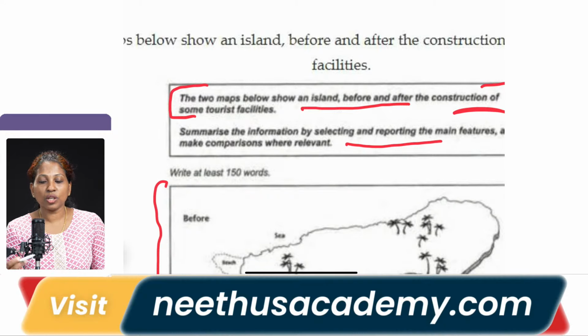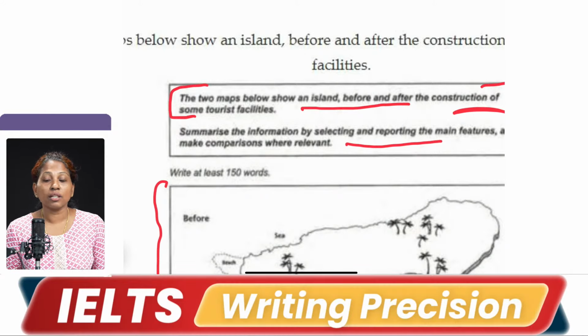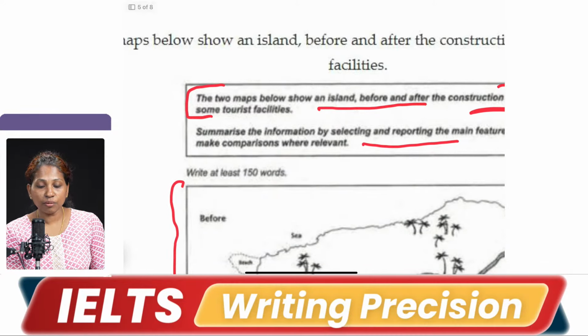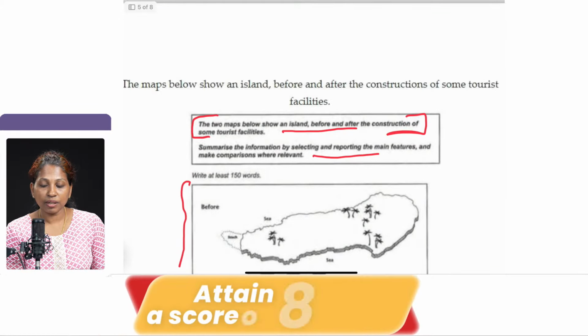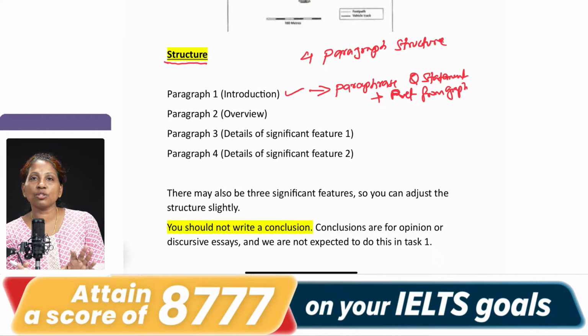The two maps below show an island. What they show, an island before and after the construction of some tourist facilities. That you will paraphrase. And if you want to take some information from the diagram, that also can be added and put into your introduction paragraph. That is what your introduction paragraph is all about, right?